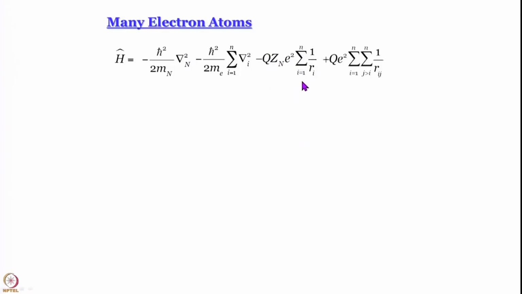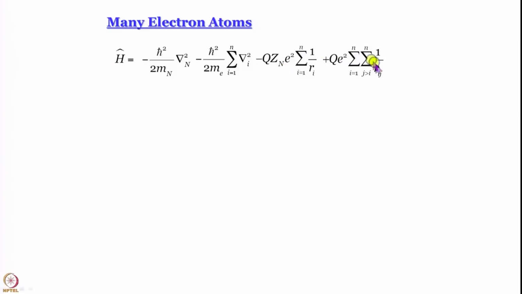For many electron atoms, what is the Hamiltonian? Minus h cross square by 2 mn, this is common. Next we write it as a summation, minus h cross square by 2 me sum over i equal to 1 to n, we are assuming an n electron atom, del i square. So this is the kinetic energy of each electron summed over all the electrons. Next we have minus q z n e square sum over i equal to 1 to n 1 by Ri. What is this? This is the sum of potential energy of all the electrons due to their presence near the nucleus. So this term accounts for electron nucleus attraction.